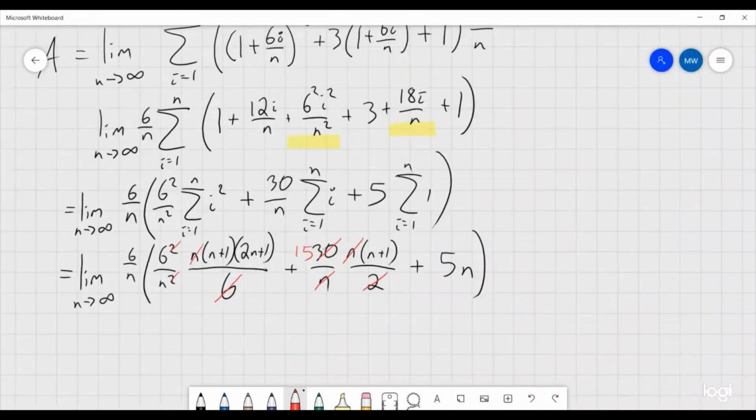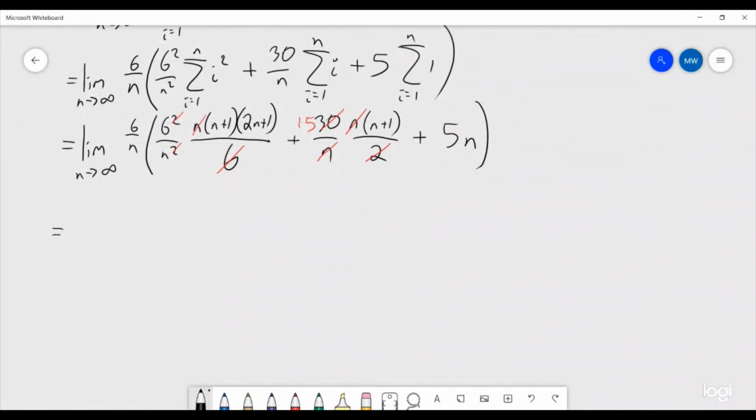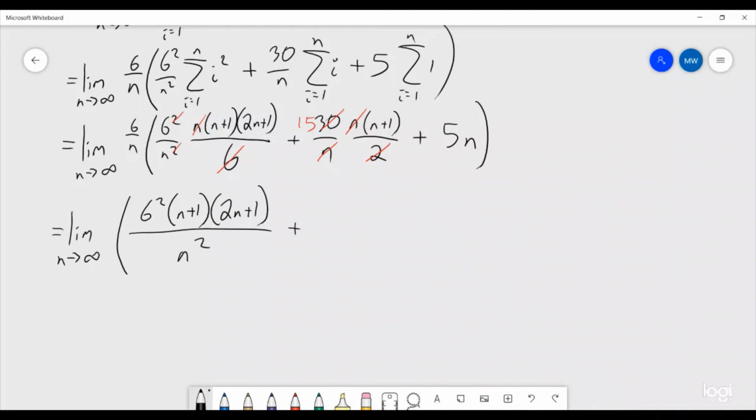Okay, so now let's go through and see what this all turns into. So we got this is equal to the limit as n goes to infinity of distributing the 6 over n all the way through. That gives us 6 squared n plus 1 times 2n plus 1 over n squared plus 15 times 6, that's 90, so we got a 90 n plus 1 over n, plus 5 times 6, that's a 30. N over n, the n's cancel. Now as n goes to infinity, we have infinity over infinity, infinity over infinity, and 30.